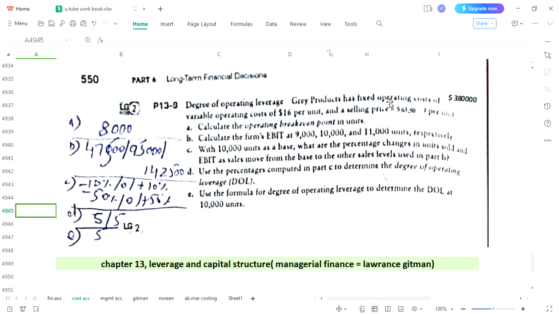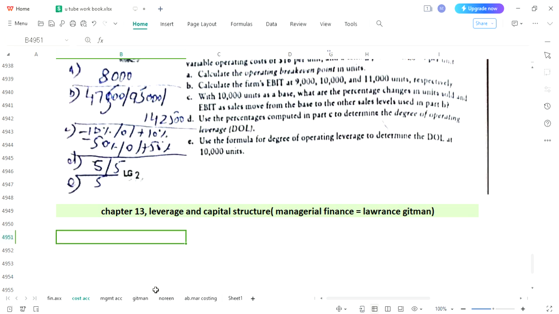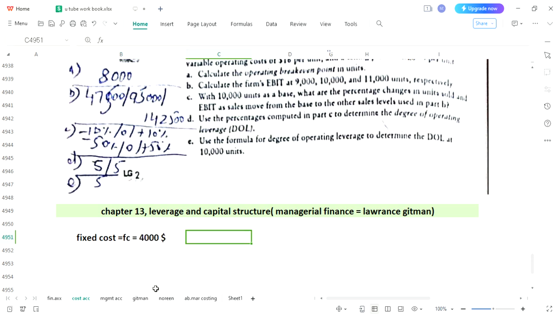Gray products introduction. Variable cost is 16 while selling price is 63.5, and fixed operating cost is $380,000. Gray is the name of that particular organization. The first step is to note it down, and later on we will see what the requirement in our question is. So the very first thing which is given is your fixed cost. We denote it with FC, and the fixed cost given in our question is 3,80,000.